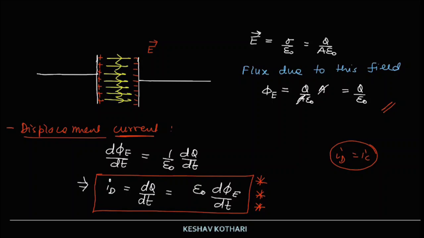The next thing I say is that displacement current exists whenever there is a time varying electric flux intercepted through the surface, and the value is already written over here, that is id is equal to epsilon naught of d phi e by dt. So this is the idea behind the concept of displacement current. And now, based on this particular idea, a modification was done in the Ampere circuital law.